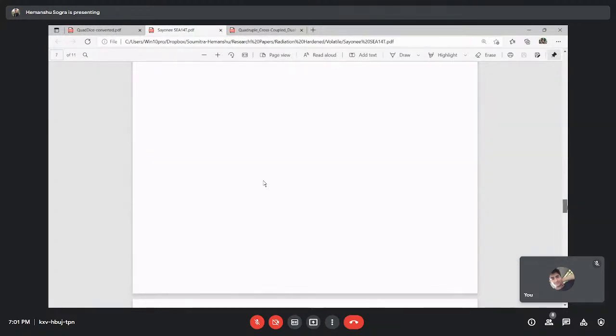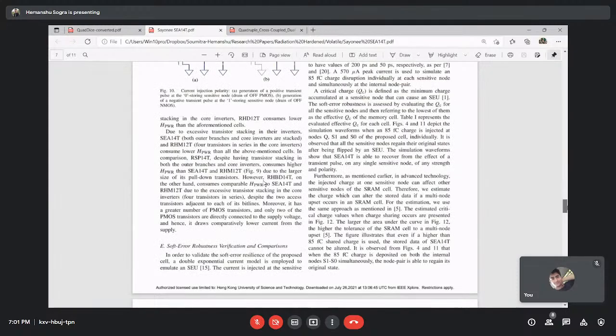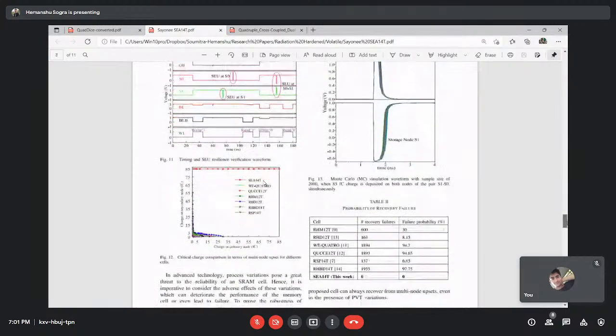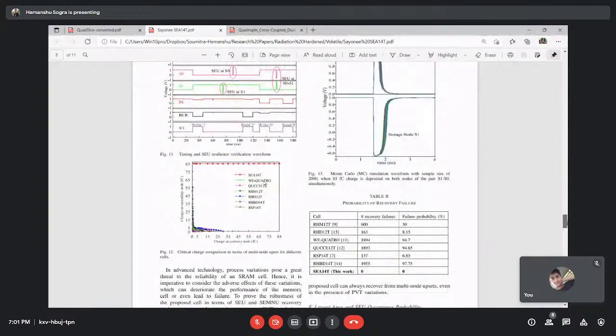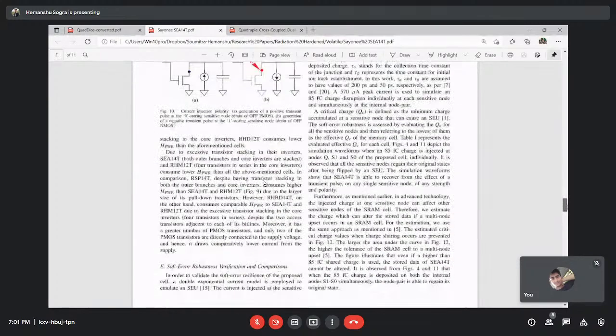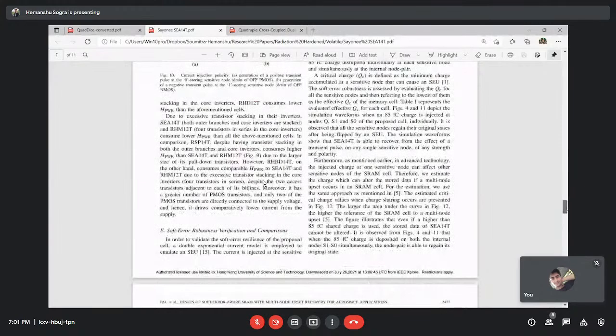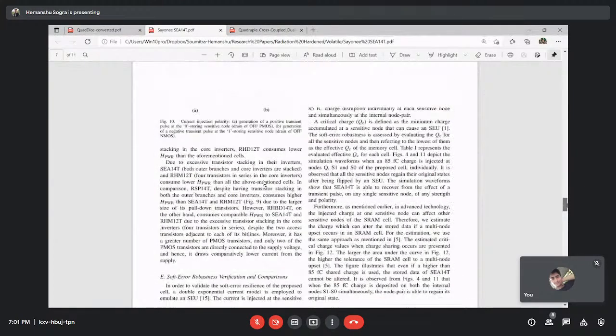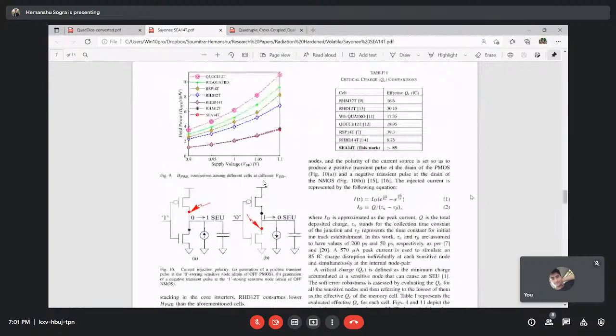Wait, I cannot see any text. Wait for a moment. Ah, here. Go up a little bit. Yeah, here. The equation. What is the equation? Go up. Here, you see this one, equation 1 2. Yeah, so this is the equation.